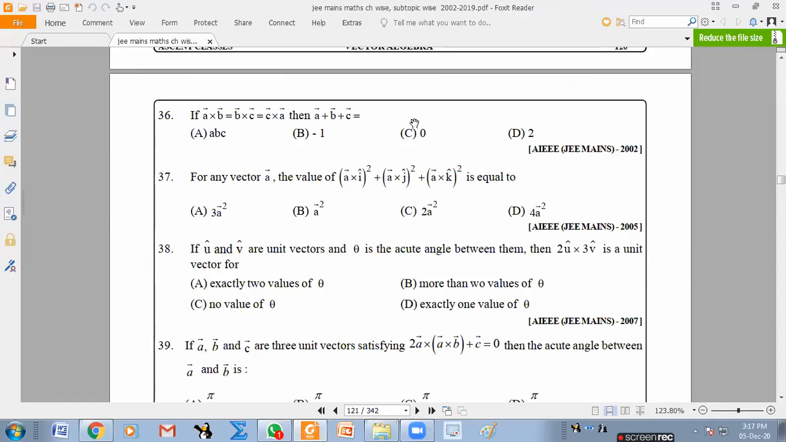Up to 38, any doubts? How will you prove 36? I think first of all, there is some typing mistake where answers cannot be numbers, answers should be a vector. It should be 0 bar, I think. How do you prove this? Reverse of this question I know: if a plus b plus c is 0 bar, then a cross b equals b cross c equals c cross a.